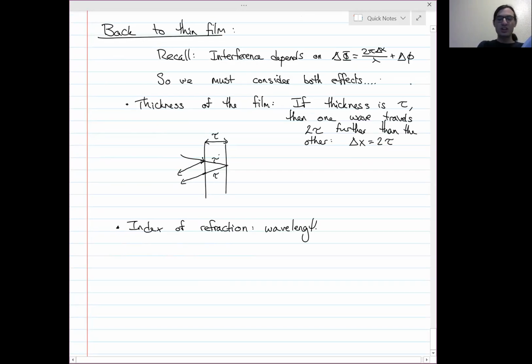The wavelength changes in the medium, i.e. 2 pi delta x over lambda. This lambda here refers to the wavelength in the medium, in the film.